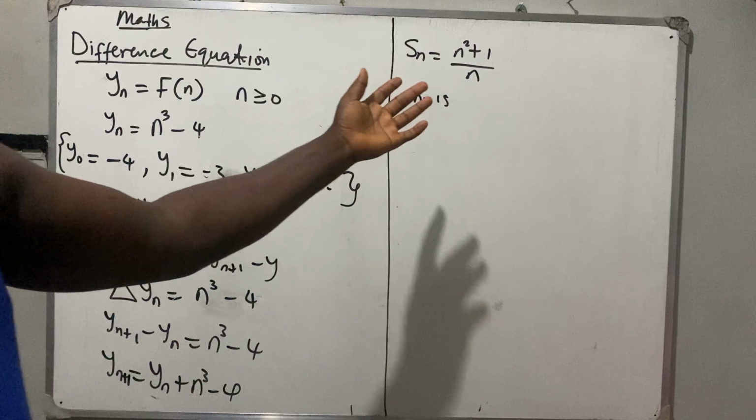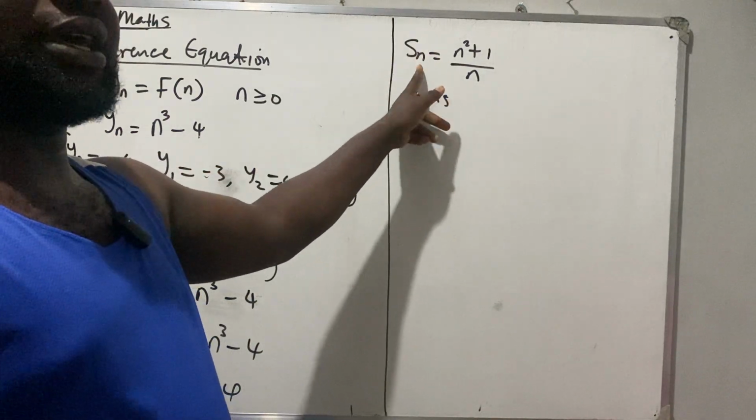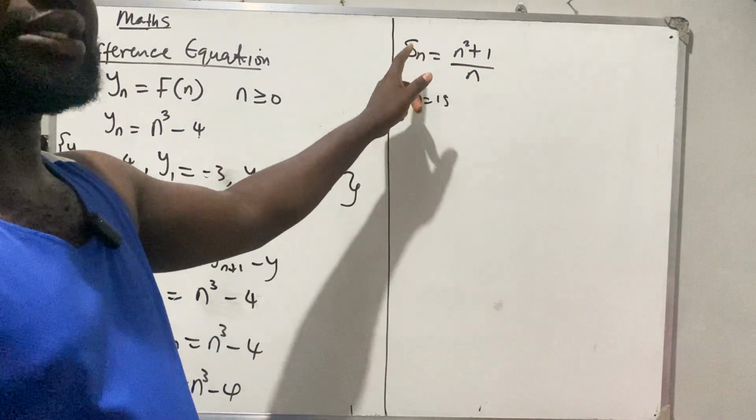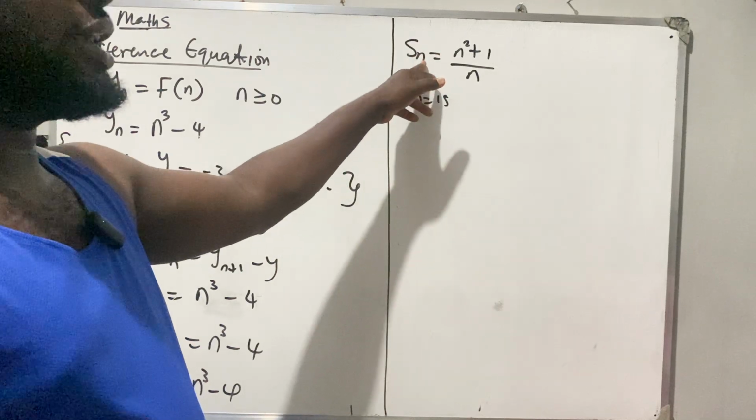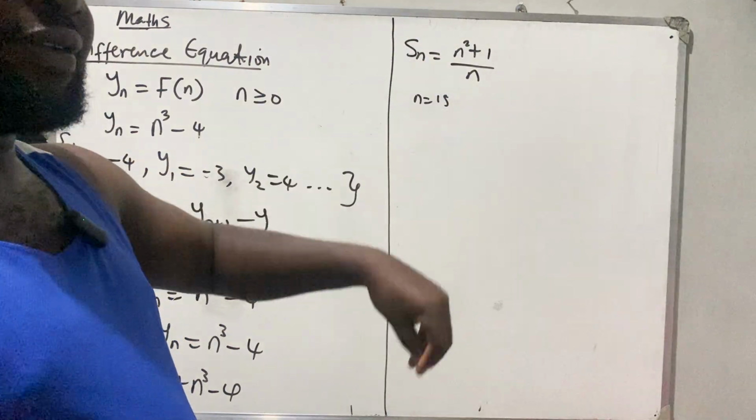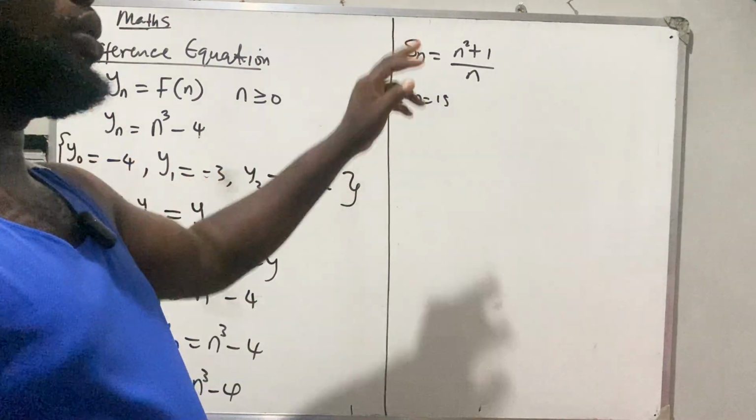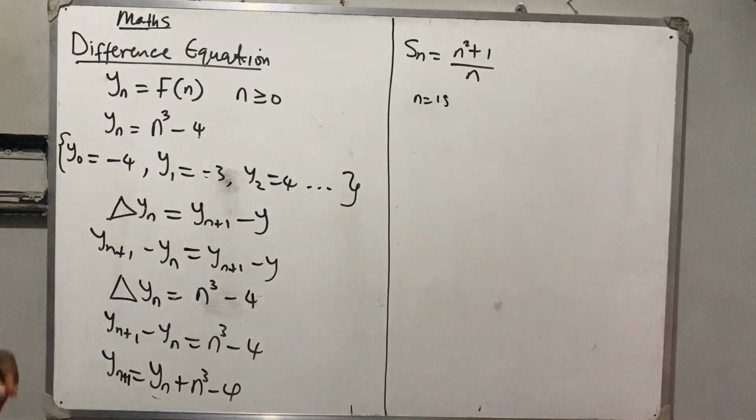So the same thing here. We cannot find s without finding n. You need to know n before you will know s in this case. So the n here is what? The independent variable, which is the argument. And the s is what? The dependent variable. So that is how to know the dependent and independent variable of a difference equation.